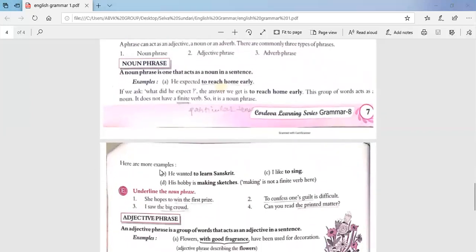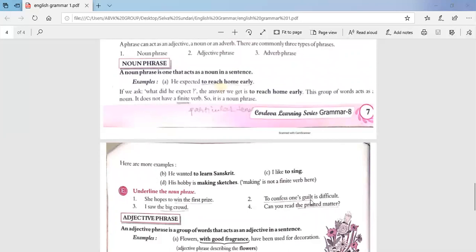Now here are more examples. He wanted to learn Sanskrit and I like to sing. His hobby is making sketches. Making is not a finite verb. Here it is standing as what? Participle, gerund. Underline the noun phrase. She hopes to win the first prize. So what is that? To win first prize. So this is noun phrase.